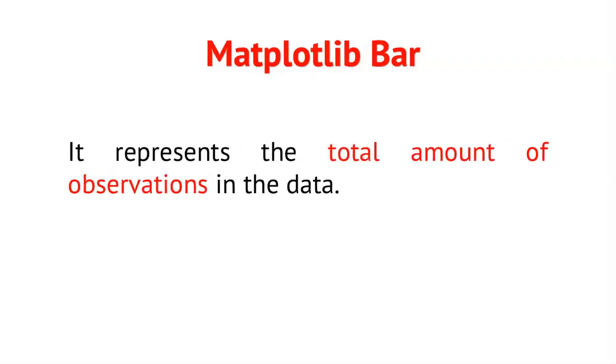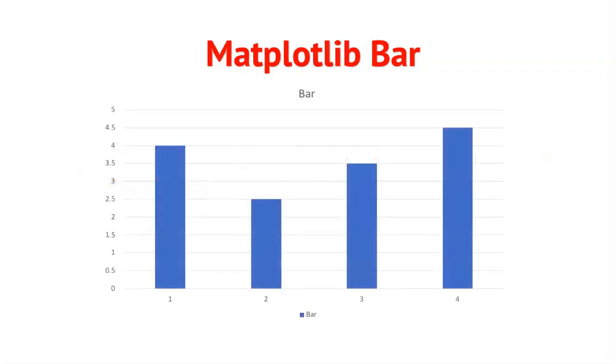Now see plotting of bar. Bar represents the total amount of observations in the data. Let's understand it through a bar chart. In this bar chart, you can see for 1, the total amount of observation is 4. For 2, the total amount of observation is 2.5. In the same way, for 3, it's 3.5, and for 4, it's 4.5.